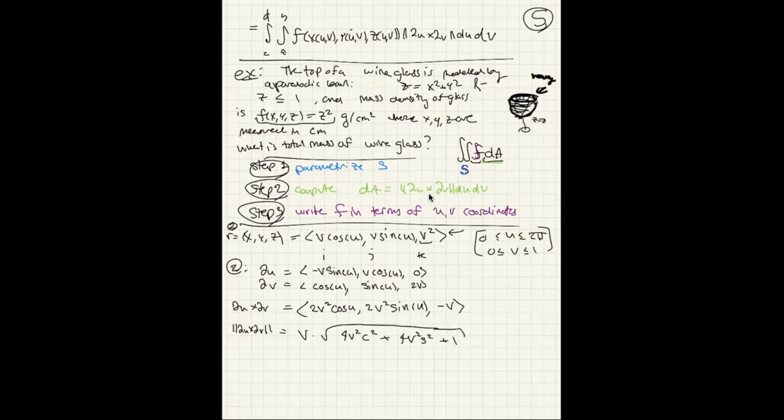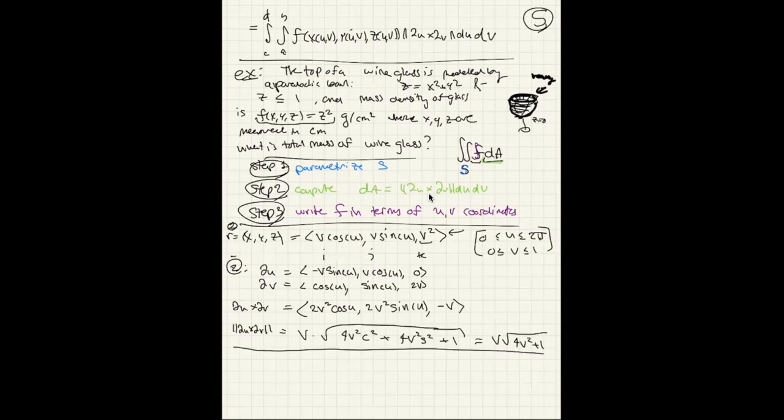Okay. And this turns out to be v root 4v squared plus 1, because the sine and cosine are being your best friends again. All right. So we almost have everything. That was step 2. Let's do step 3.